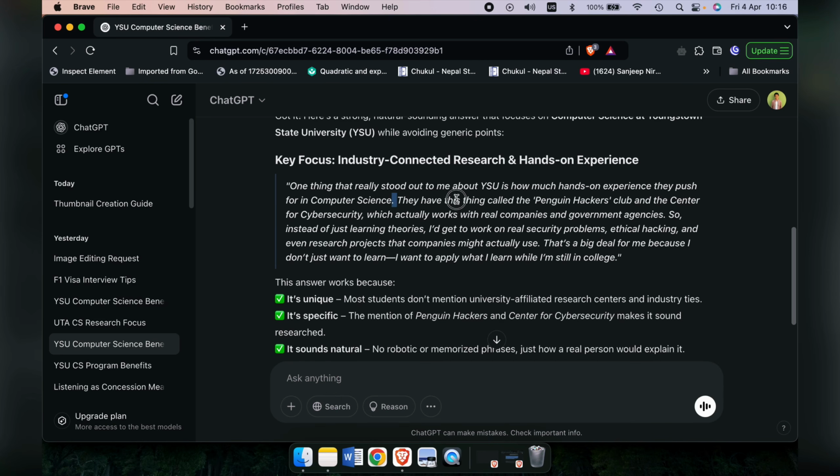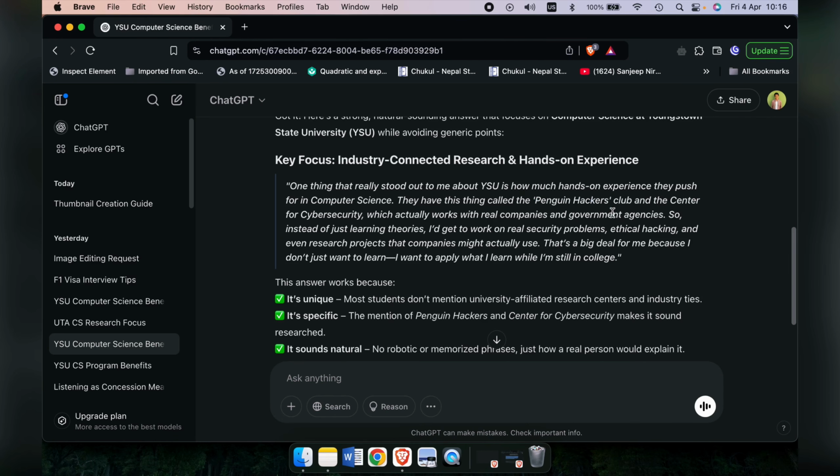They have this thing called the Penguin Hackers Club and the Center for Cybersecurity, which actually works with real companies and government agencies. Also, I would get to work on real security problems, ethical hacking, and even research projects that companies might actually use. Now notice how an example is given to support your answers. And that is exactly what I mean by being specific.